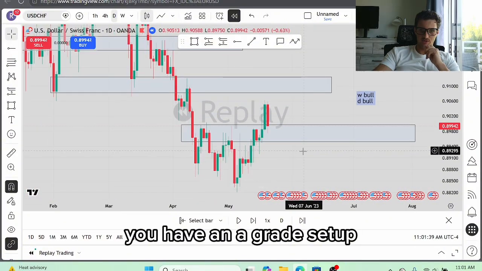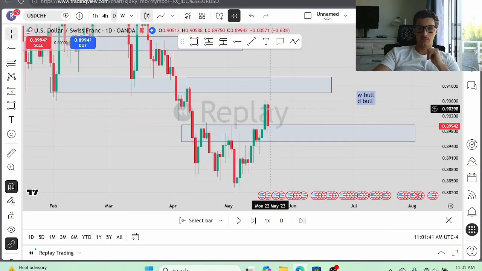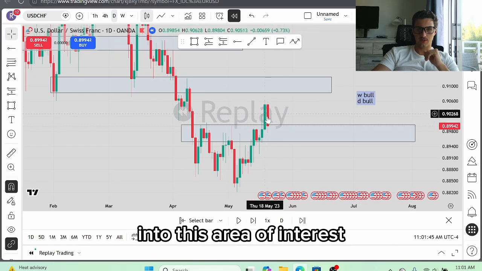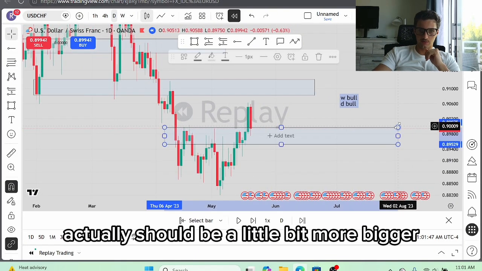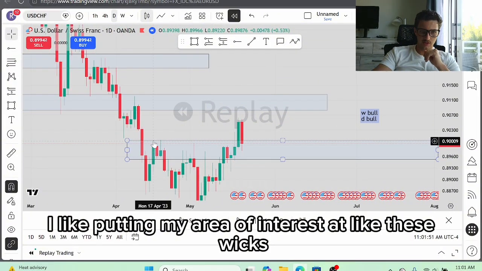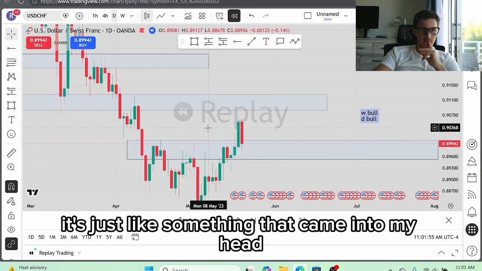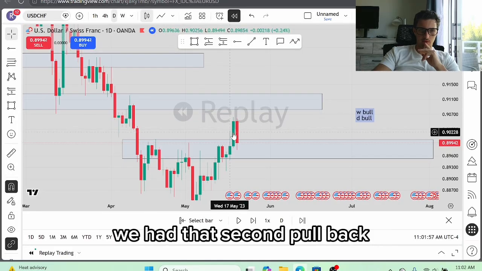We have an A grade setup because, as you guys see here, the last reaction was a bullish reaction, and we just had another pullback into this area of interest. Actually, it should be a little bit bigger. I like putting my area of interest at these wicks. I don't know, it's just something that came into my head that I feel makes sense. But yeah, we had that second pullback.